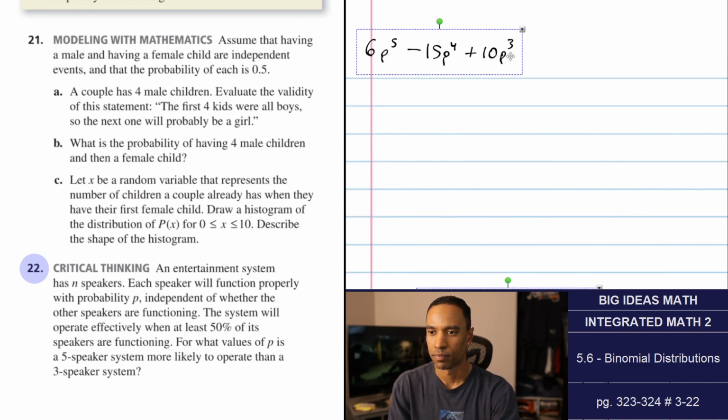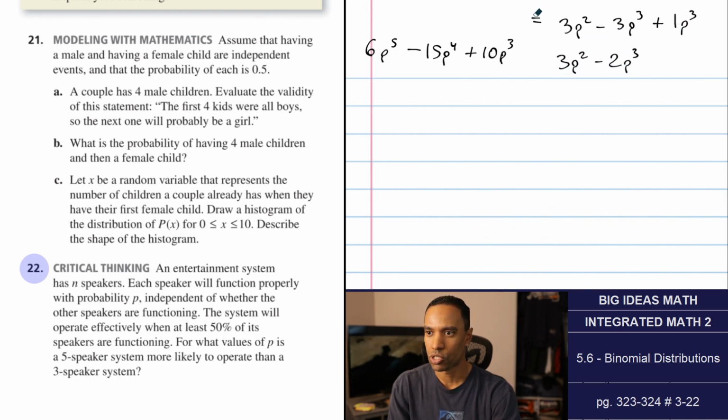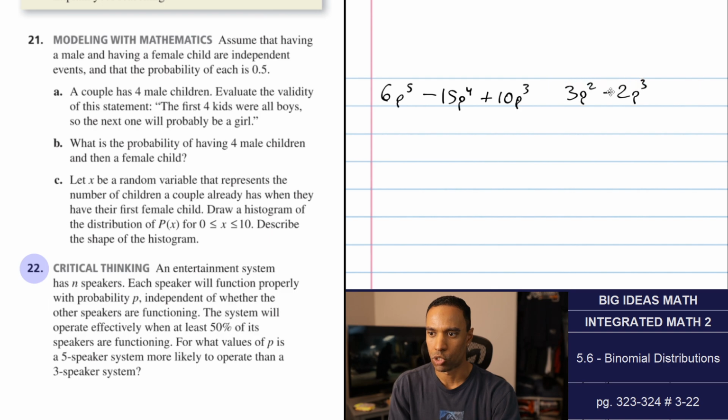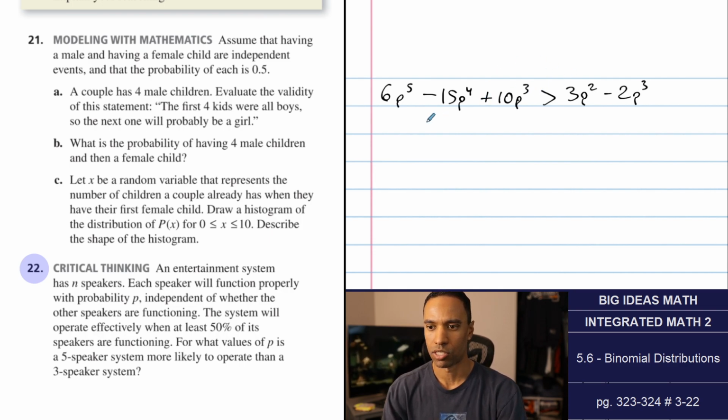I'm almost done. I believe in my answer. I have conviction in it. I want to see when, for what, without needing to factor, because now they're just compared to each other, when this one here is greater than that one there. What values of P makes this greater than that?